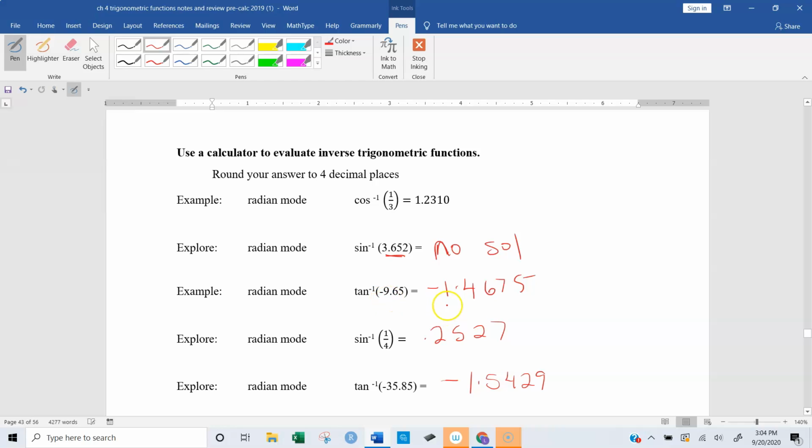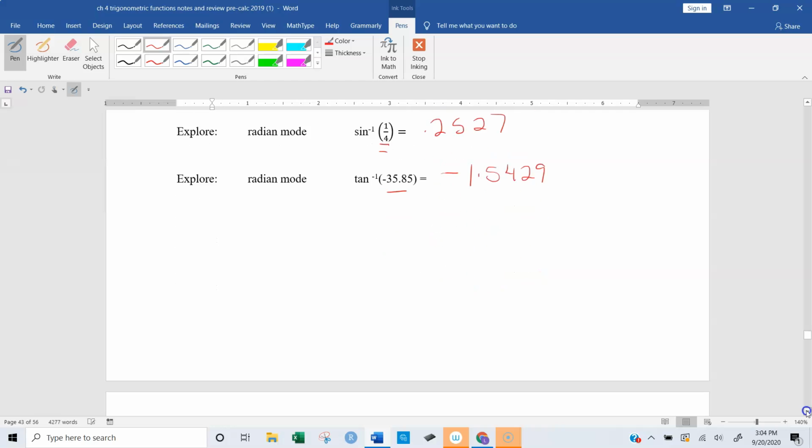So when you type that in, you got a -1.4675. 1/4 is a legal number. So you got an answer of 0.2527. Again, legal because of tan, -1.5429. I hope you did a good job.